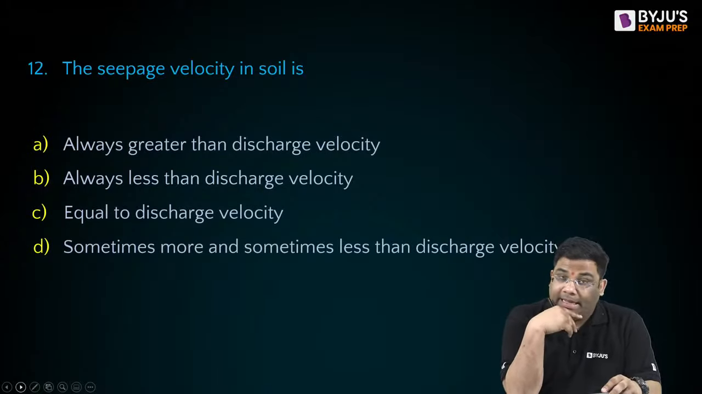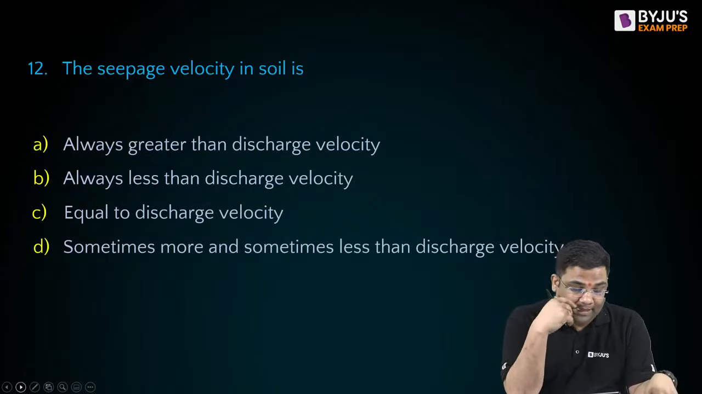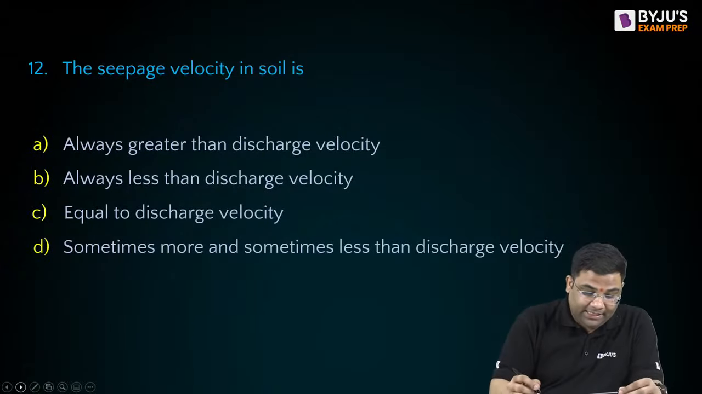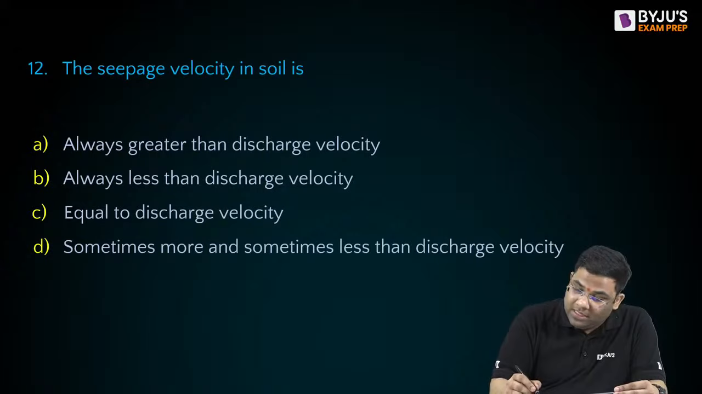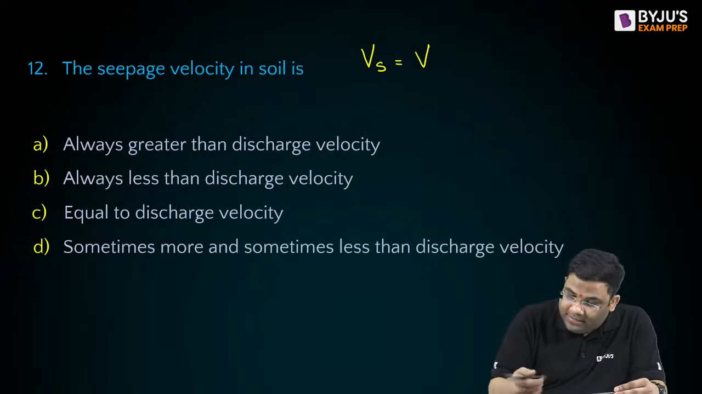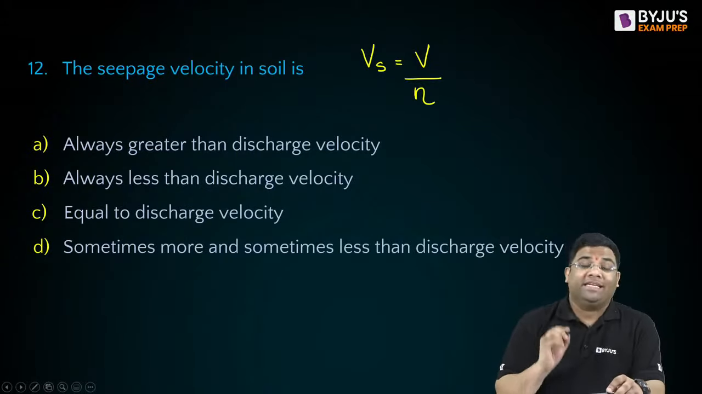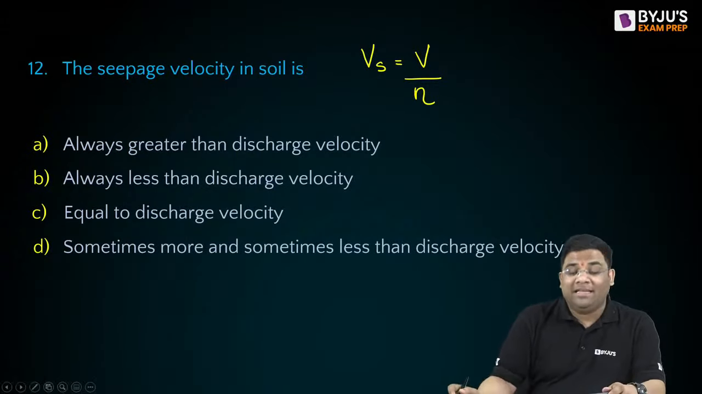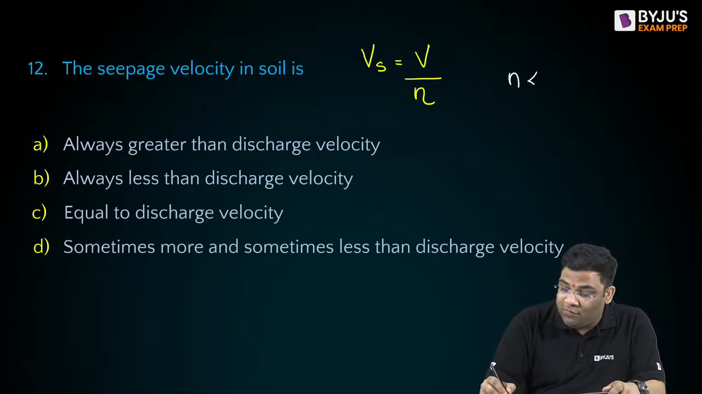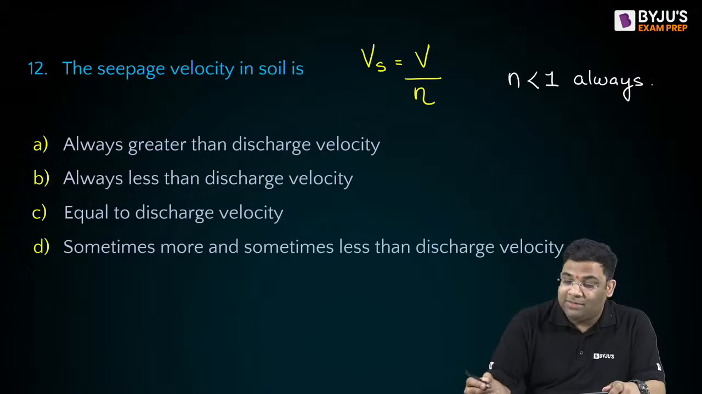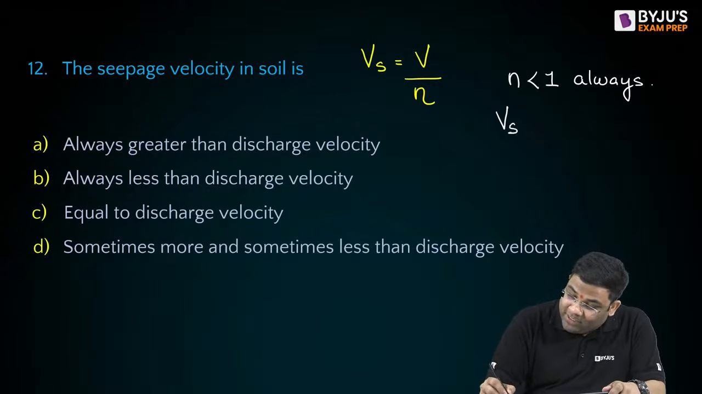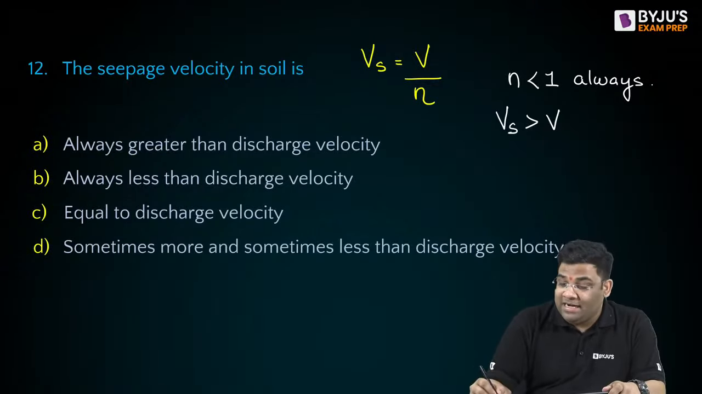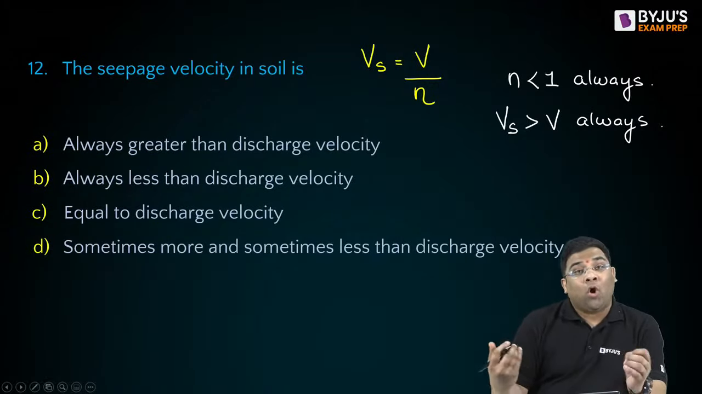A. Yes, it is always greater than the discharge velocity. You see, the seepage velocity is the discharge velocity divided by porosity. And we have seen previously that porosity is always less than 1. If the porosity is always less than 1, that means the seepage velocity will always be greater than the discharge velocity. It is not sometimes, it is always.